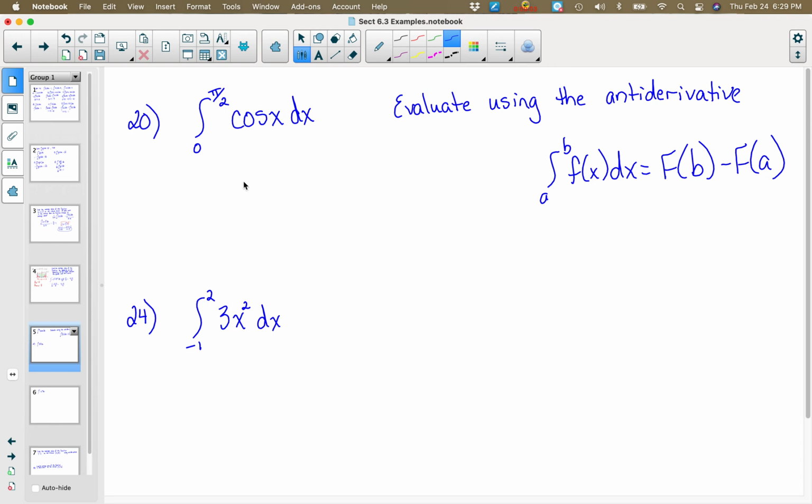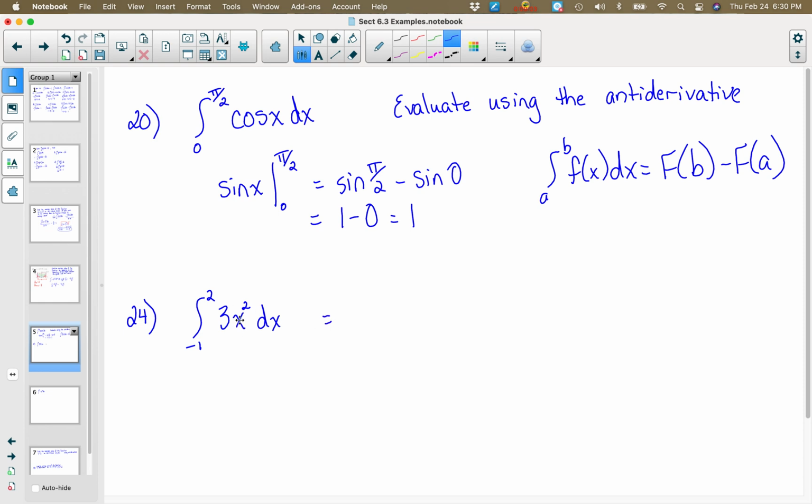So the antiderivative of cosine is sine, because we know that the derivative of sine is cosine. And we're going to evaluate that at 0 and pi over 2. So we do sine of pi over 2 minus sine of 0. Top of the unit circle, sine value is 1. Here it's 0. So we get 1 for an answer. Not too bad.